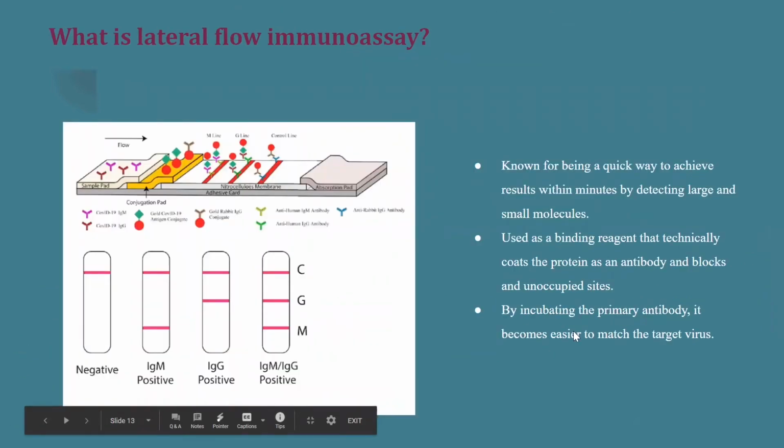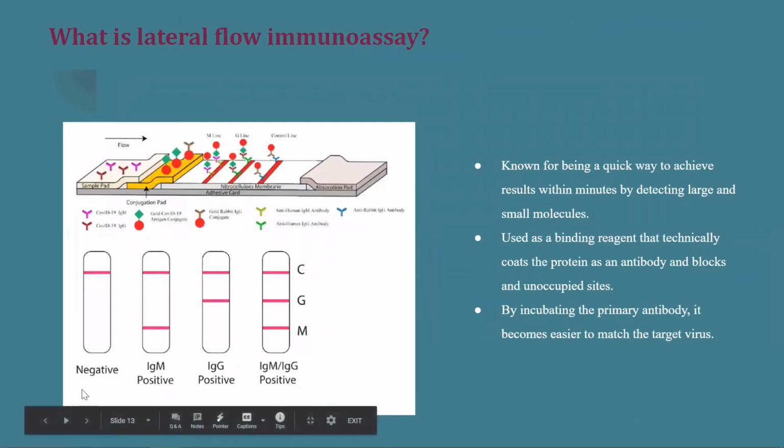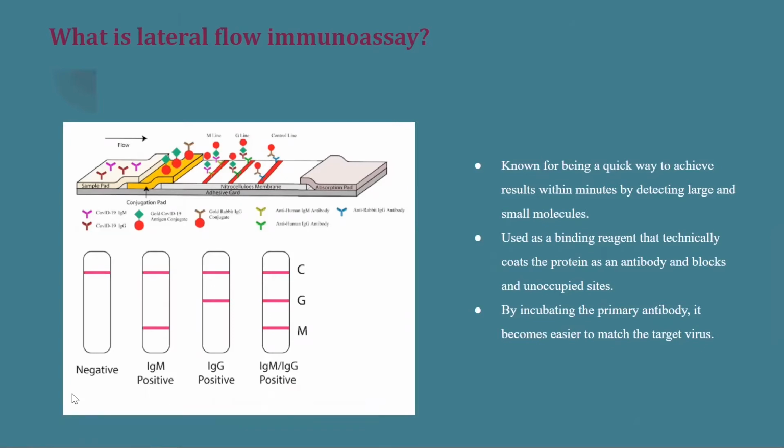Next, we want to know what is the lateral flow immunoassay. The lateral flow immunoassay is known to be a quick way to achieve results within minutes by detecting large and small molecules of the virus. It's a binding reagent that's technically coating the protein as an antibody, and it blocks the unoccupied sites. So by incubating the primary antibody, it becomes easier to match the target virus.